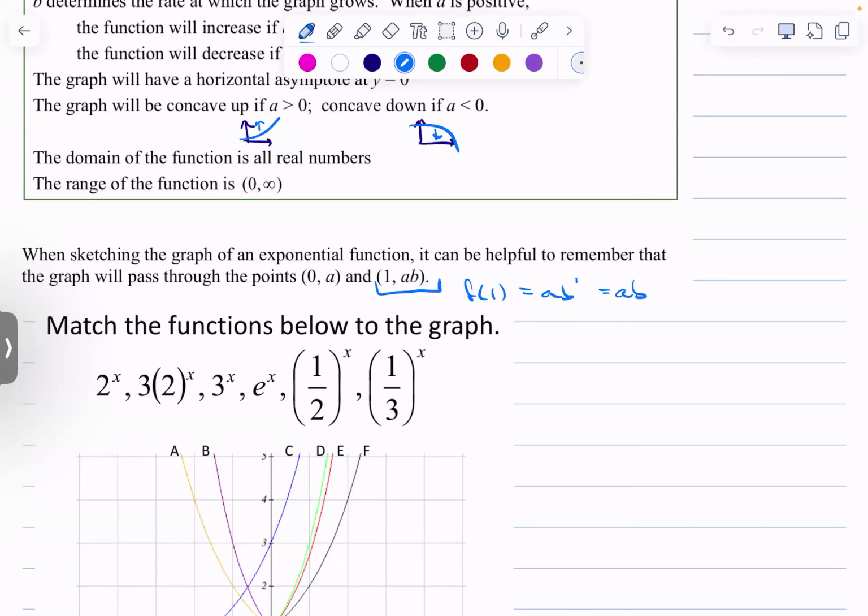Because if we can figure out when x is 0, then I know what a is. And when x is 1, I know what ab is. But if I already know what a is, then I can easily figure out what b is as well.